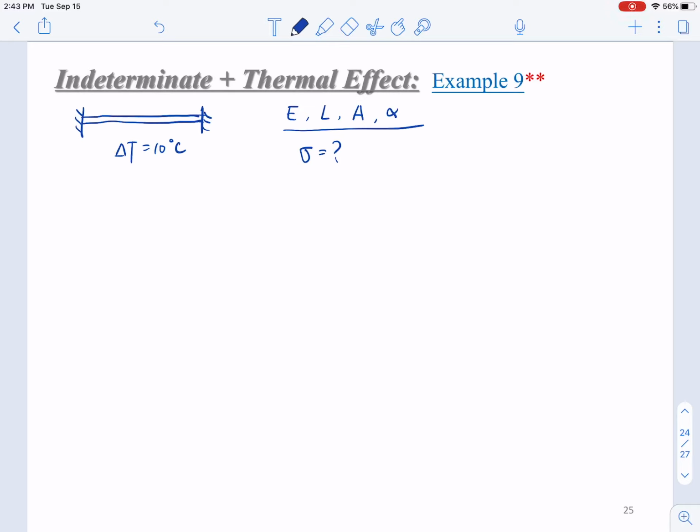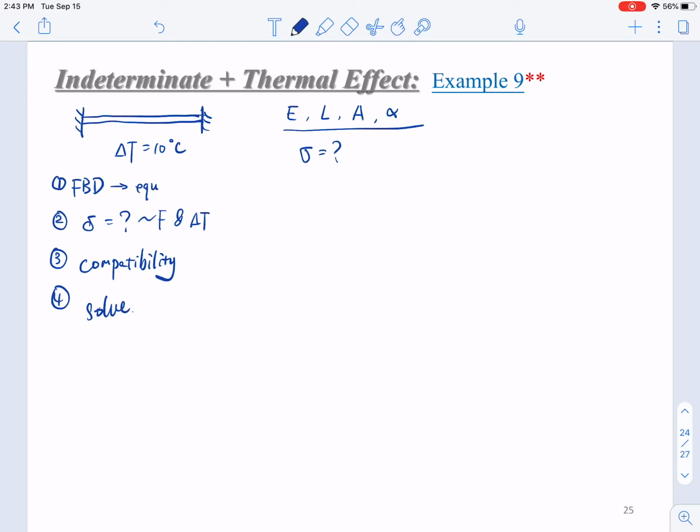So our first step, free body diagram, to find the equilibrium equations. The second one, we will examine what the deformations will be, the correlations between the deformation and F and delta T. And the third step, compatibility. And then we'll solve it. This is 4 steps.